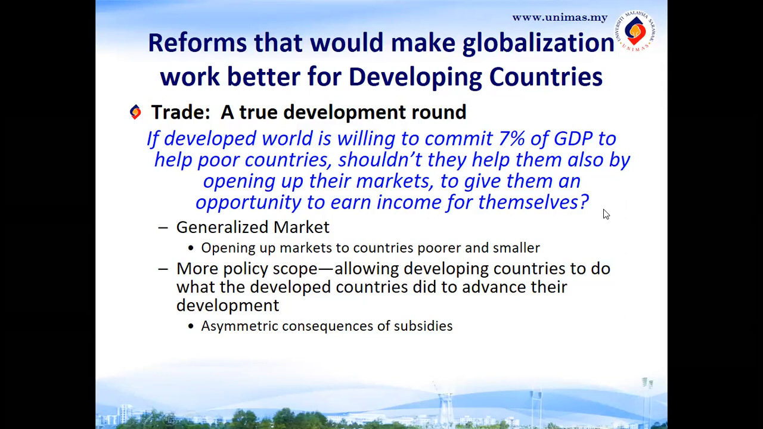With globalization now, the developed countries are not opening up their markets to the developing countries' products. So there is a need to open up markets to countries that are poorer and smaller. And then for more policy scope, we should allow developing countries to do what developed countries did to advance their development. So it should not be controlled in that sense. Also, there are differences in terms of the consequences of subsidies. Some have greater impact and some have less impact of subsidies, asymmetrical, not the same, unbalanced.